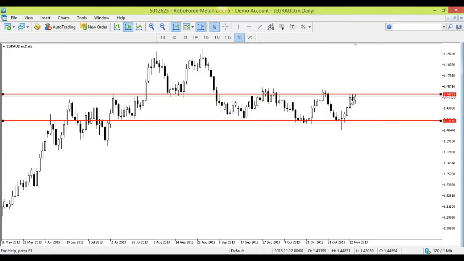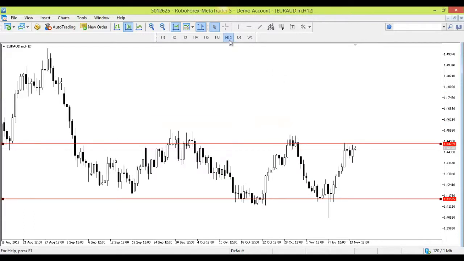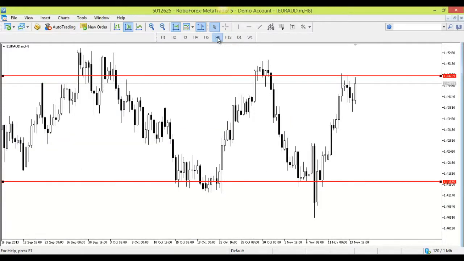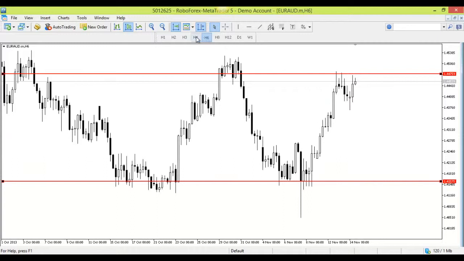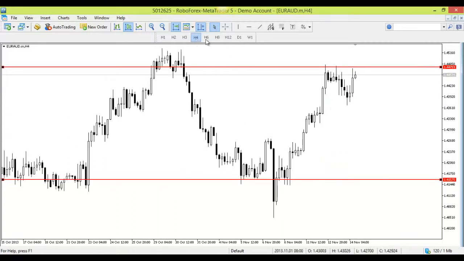So again, price moves up, it manages to break through, find support, and then we've got resistance, and again resistance. So the market at the moment is in a range, and this is the high of the range and this is the low of the range. If I scroll down, I can follow this on the 12-hour, the 8-hour, the 6-hour, or the 4-hour. The 4-hour is pretty much as far as I go down the time frames to look for setups.